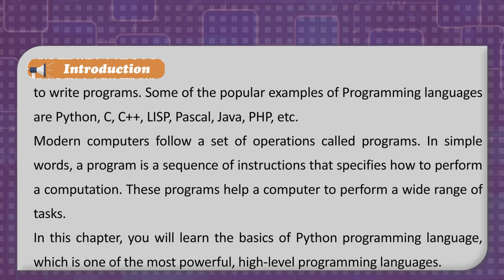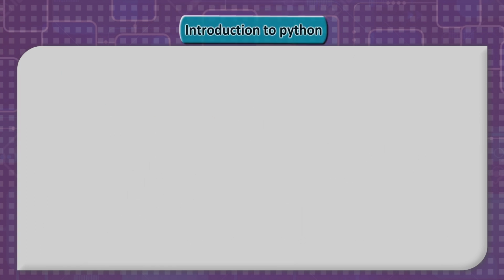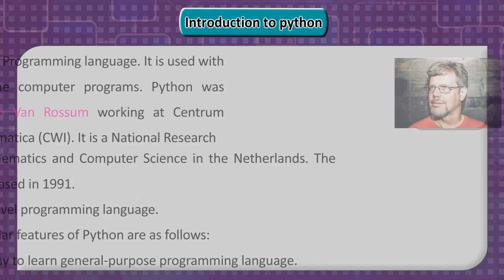Modern computers follow a set of operations called programs. In simple words, a program is a sequence of instructions that specifies how to perform a computation. These programs help a computer to perform a wide range of tasks. In this chapter, you will learn the basics of Python programming language, which is one of the most powerful, high-level programming languages. Introduction to Python.